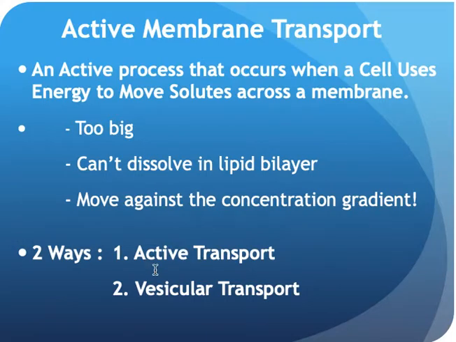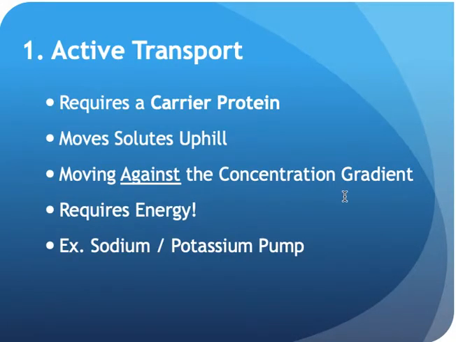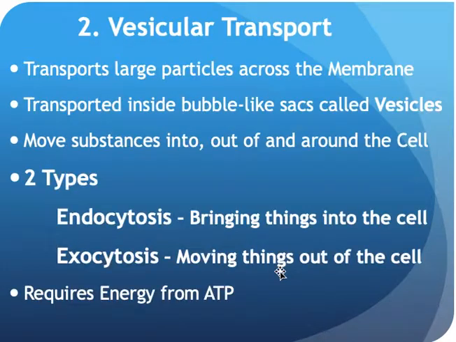So we do this in two ways. We use active transport and we use vesicular transport. Very important to remember that these two are part of active. So you want to remember vesicular is part of active transport. Active transport requires a carrier protein and moves solutes uphill, against the concentration gradient. It's going to require energy, and the best example of this one is the sodium-potassium pump, and we're going to come back to that one again, especially when we get into our muscle chapter. But again, active transport means moving against the concentration gradient, using energy.